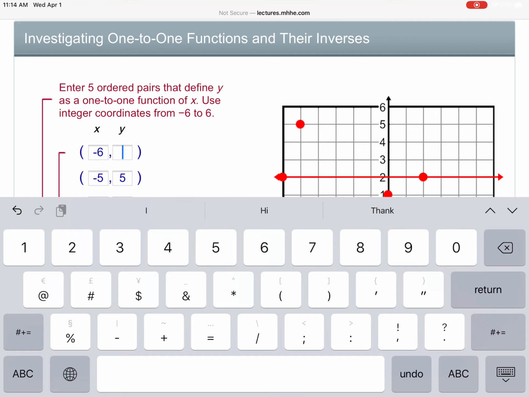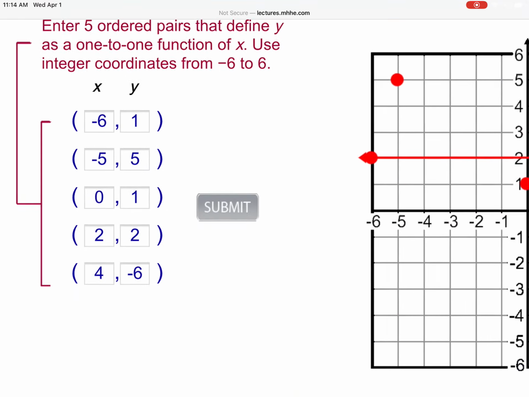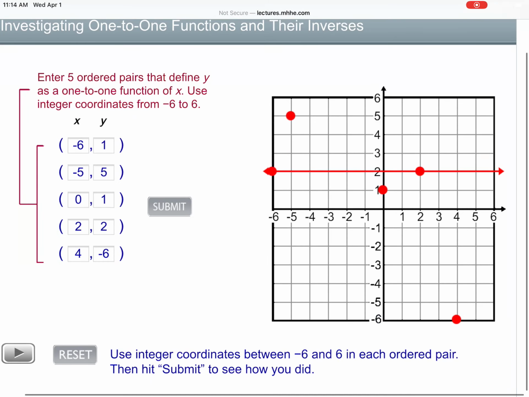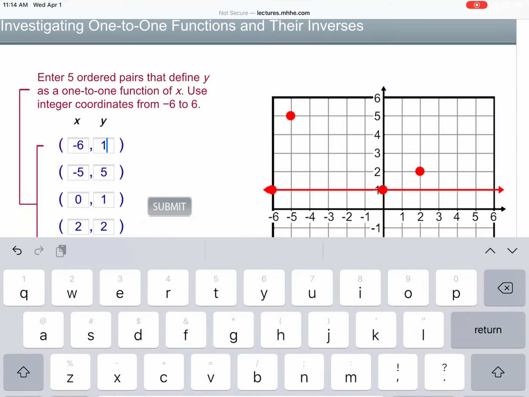You see how I repeated the y value 2 and 2? So what if I change this to 1? Oh, you notice if I just change that to 1, I'm going to fail that horizontal line test again, right? Because I have repeating ones in the output. See, I failed it again. At least 2 ordered pairs have the same y but different x. Try again.